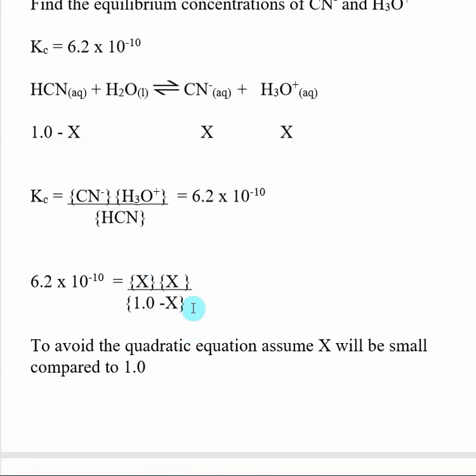And if you were to try to solve for X in this expression, you would figure out you'd have to use the quadratic equation. So we're going to use an assumption that X is going to be small compared to 1.0 in order to get around using the quadratic equation. And this assumption that X is going to be small is usually only true if the K value is relatively small. So we will be able to check if this assumption is correct.